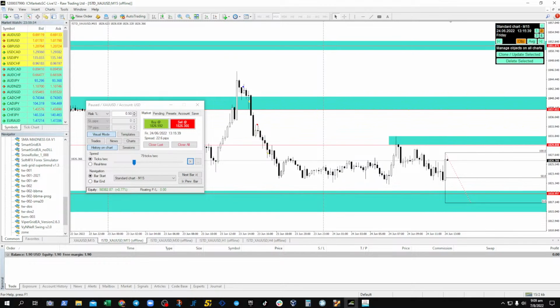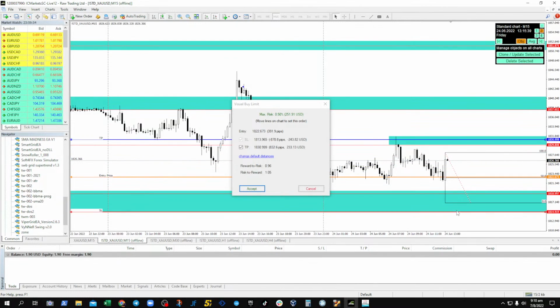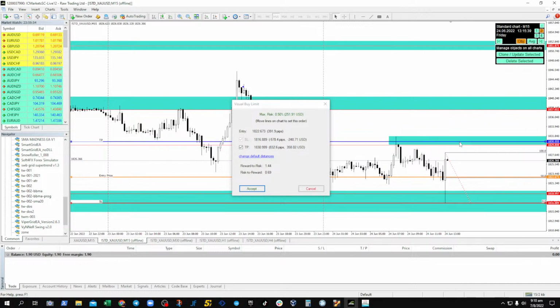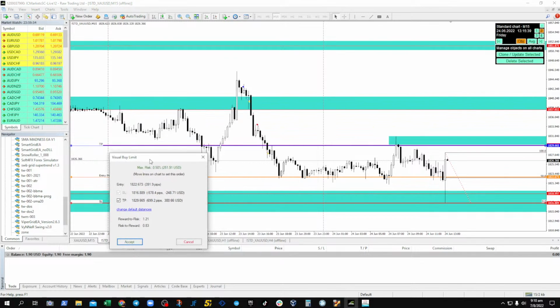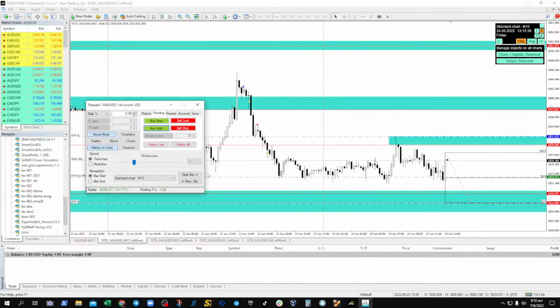Okay, so let's do a buy limit. If we buy limit here, TP here, sorry, stop here, and TP here, 1.12. Okay, TP here, 1.5. All right.